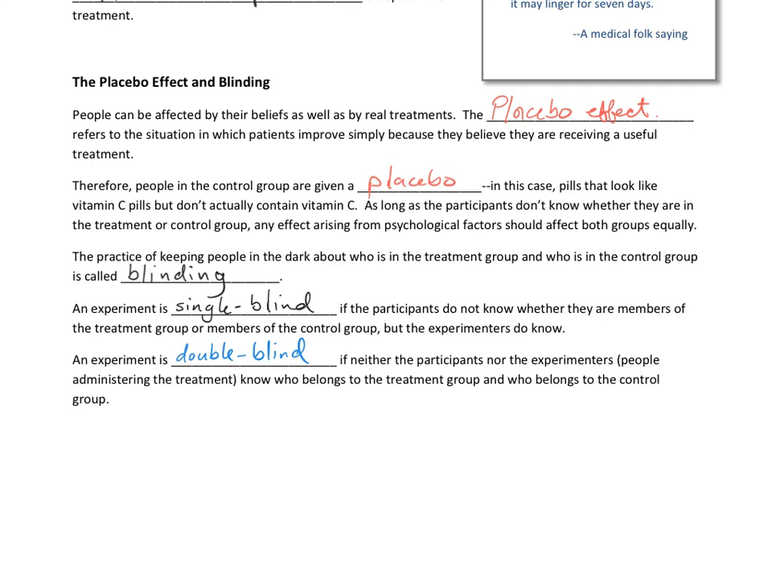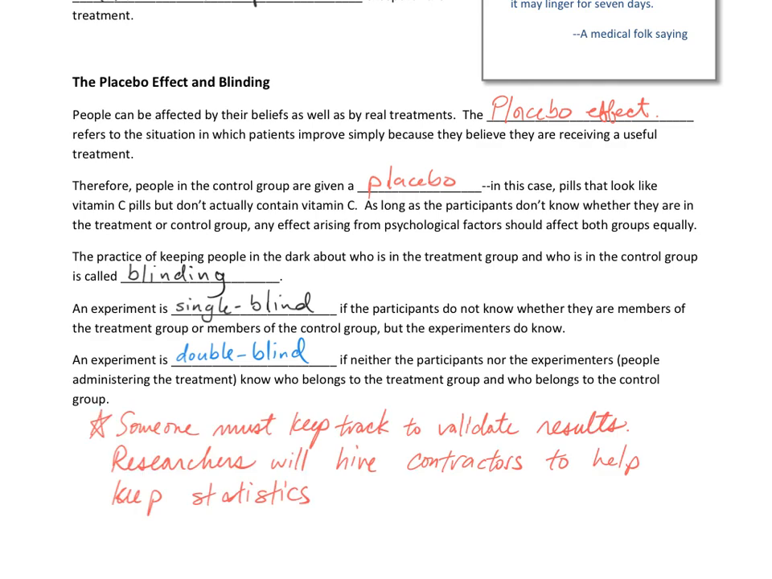And you might be asking, well, how is that possible? Who's going to keep track of the people running the experiment and the people who are getting the treatment or are in the control group? If nobody knows, how is this going to work? Well, since someone has to keep track to validate results, researchers will hire contractors to help keep the statistics and keep record of everything that's going on.